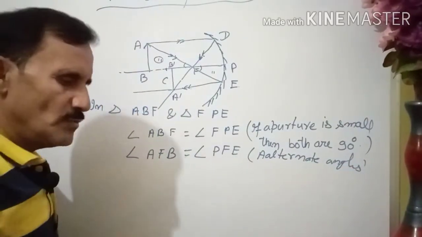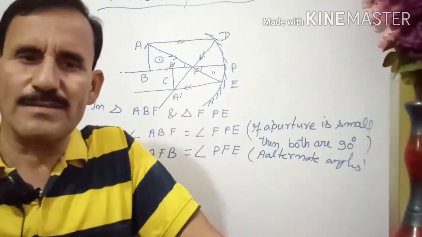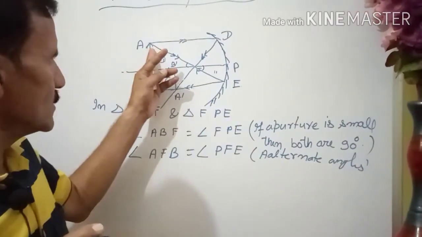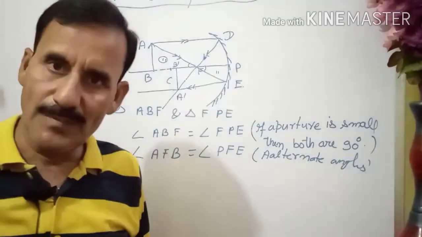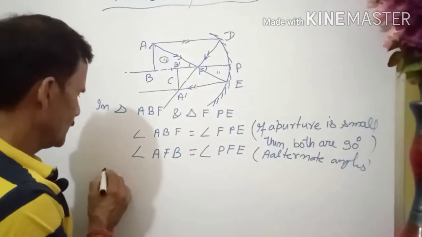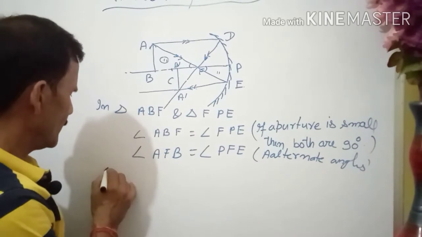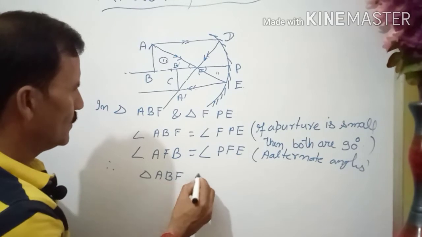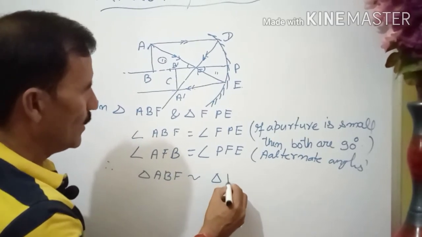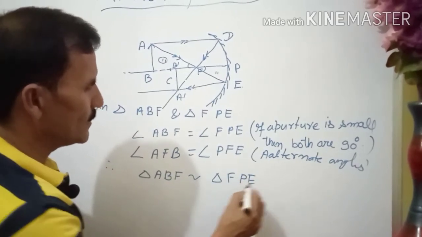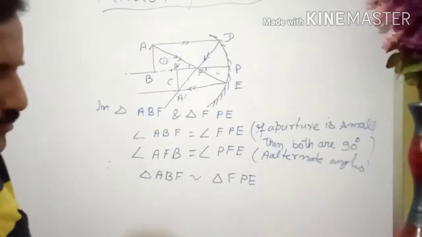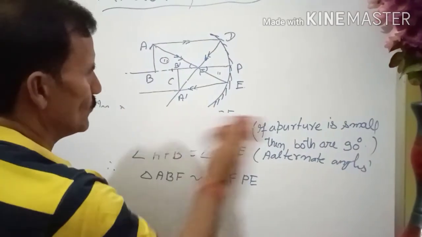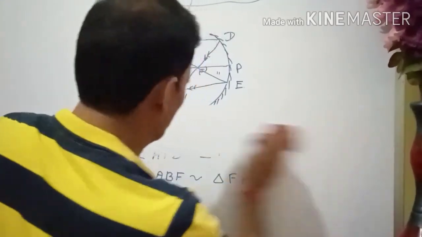When two angles in two triangles are the same, then you know the sum of the three angles is 180, so the other angle will automatically be the same. Therefore triangle ABF is similar to triangle FPE. It is not congruent, it is similar. In similar triangles, as you have done in maths, you get one relation.